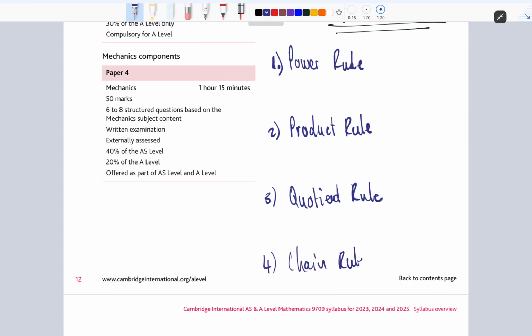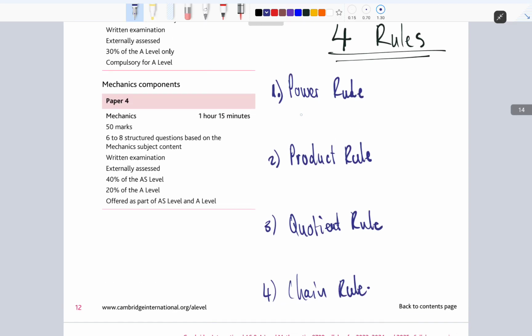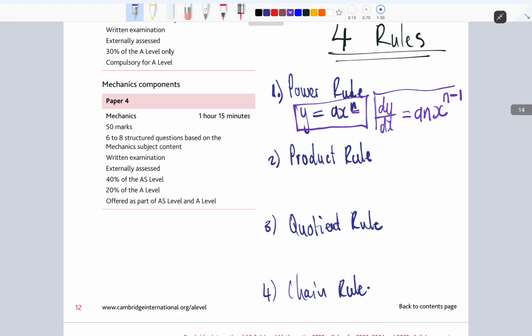Now, the power rule is just to say when you have y equal to ax to the n, which is a polynomial, how do you differentiate it? We're going to do more on this, but dy/dx is: you drop the power. The power is n. You drop it and it multiplies a, the number in front of x. So you now have an. Then you reduce the power by 1. It becomes x to the n minus 1. So the power goes down by 1. This is only for polynomials. This is how you differentiate a polynomial.